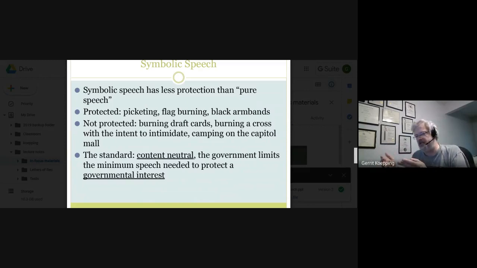So again, symbolic speech that is not written, not spoken, is less protected, but the government still has to show content neutrality. It can't pick on one form of speech and not pick on the same kind of speech with a different meaning. They couldn't, for instance, say, okay, we're going to arrest left-wing agitators that burn the flag, but we're not going to arrest right-wing agitators who burn the flag, right? It's got to be similar. It's got to be basically content neutral, that you will arrest everybody who, I don't know, decides to occupy a public space. Right? That is constitutionally not allowed. So that's symbolic speech.